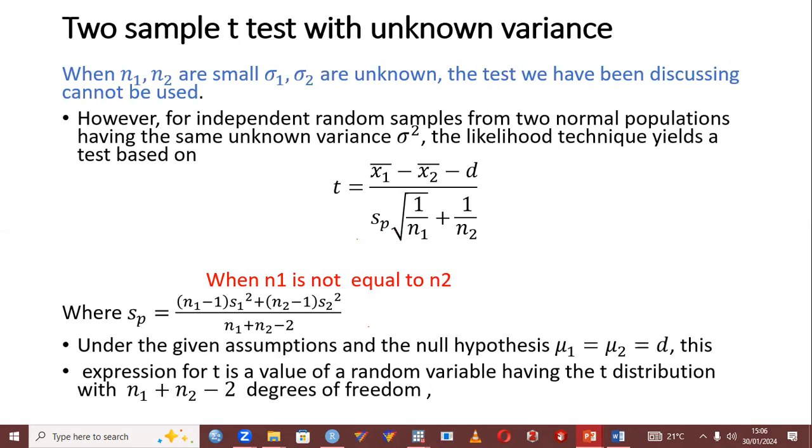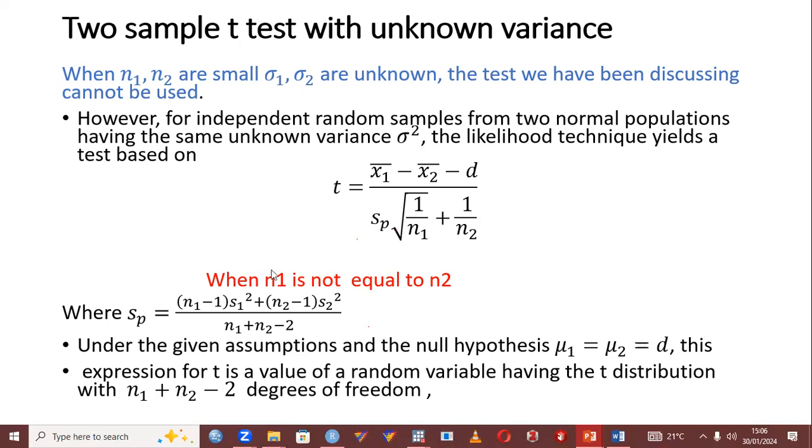However, for independent random samples from two normal populations having the same unknown variance, the regular technique uses a test based on the difference in means, but we use the pooled sample variance or pooled standard deviation. When the two samples are of different sizes, that is when N1 is not equal to N2, this is how we shall compute the pooled estimate.